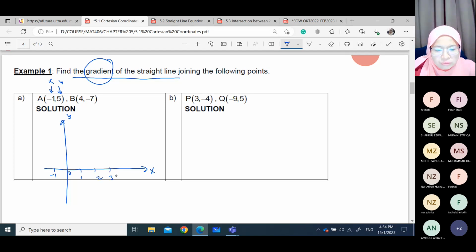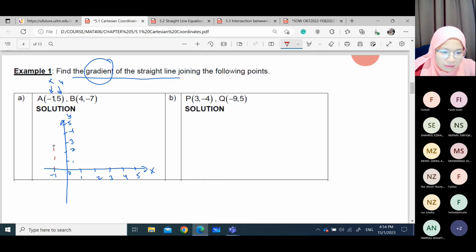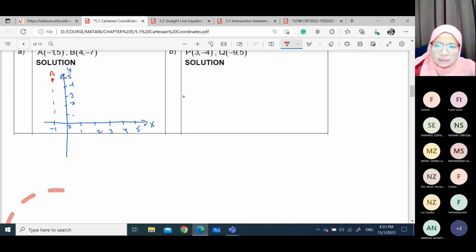So 1, 2, 3, 4, 5. And here, 1, 2, 3, 4, 5. Okay, so plot point A, (negative 1, 5), where X is negative 1, so Y is 5. So where is the point? Here. Okay, so this one is point A, and point B is (4, negative 7). For negative 7 means X is 4, Y is negative 7.